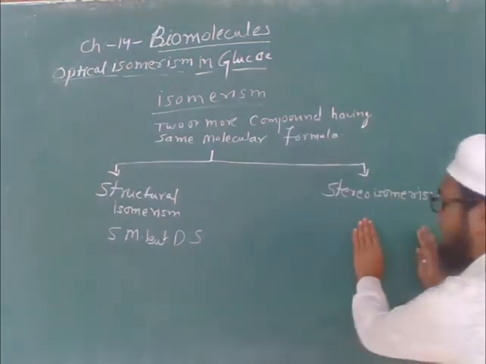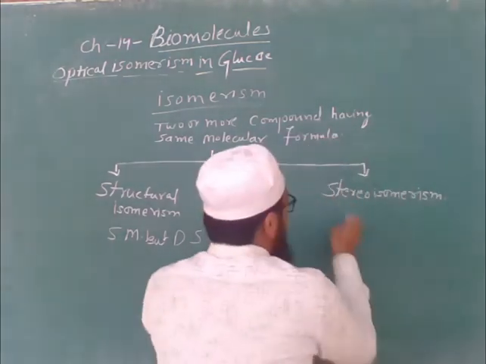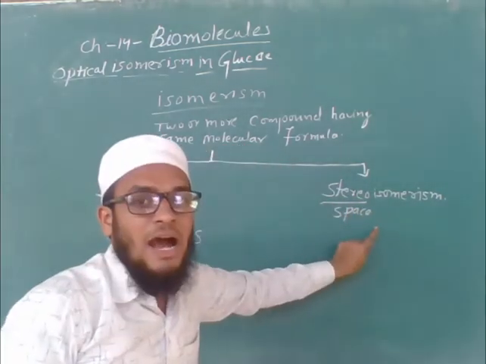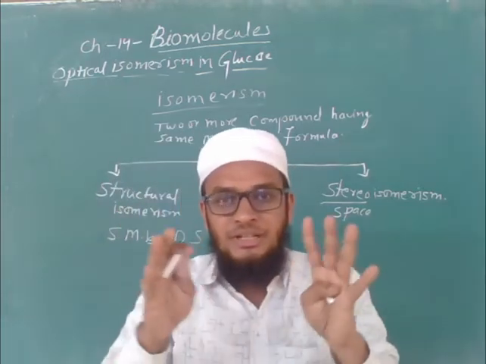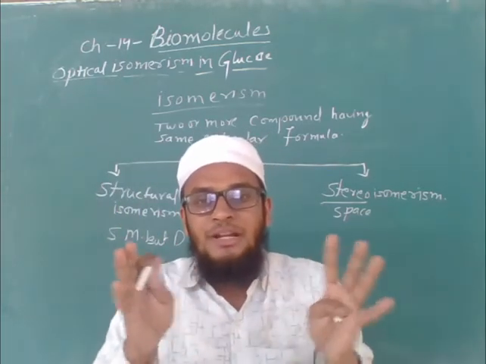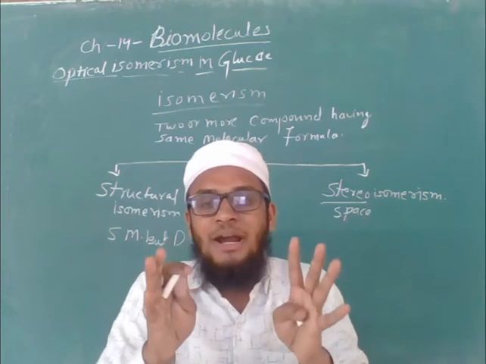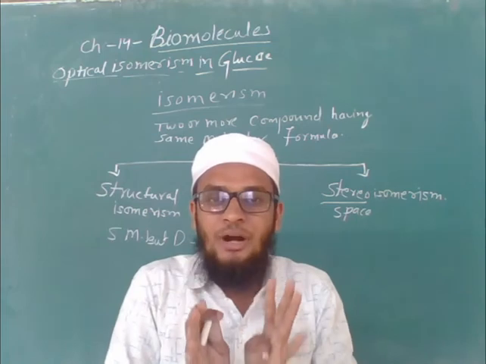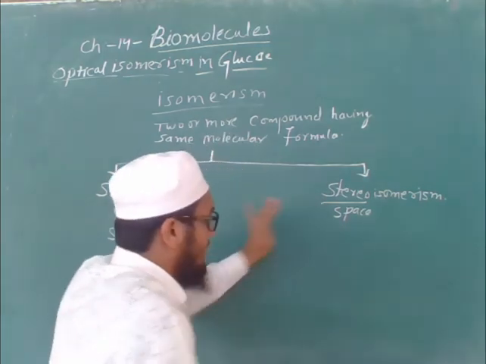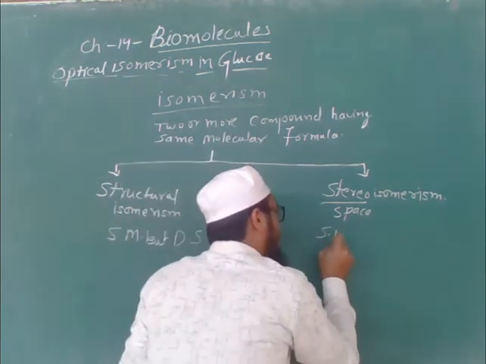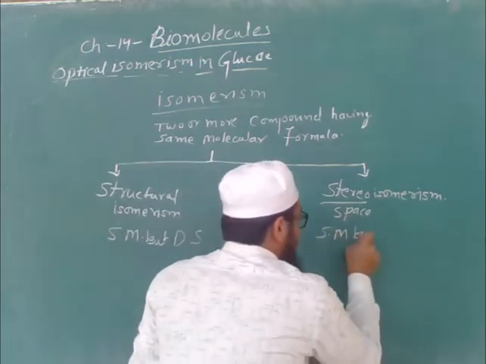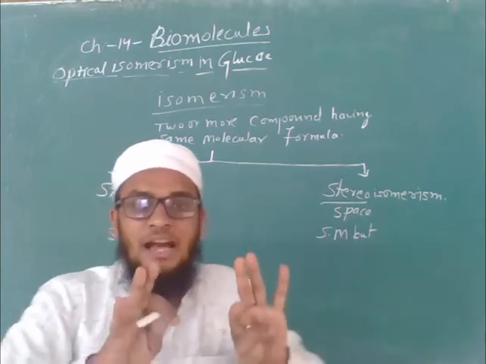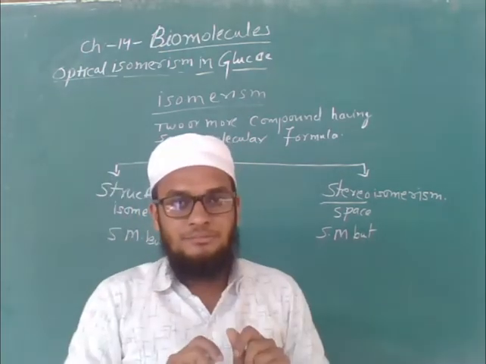Now look at stereoisomerism. The word stereo means space. The arrangement of atoms around the molecule is different in space. Different arrangement of atoms or groups of atoms in space is called stereoisomerism. So what will be the definition? Compounds having the same molecular formula and also the same structural formula, but their arrangement in space is different.